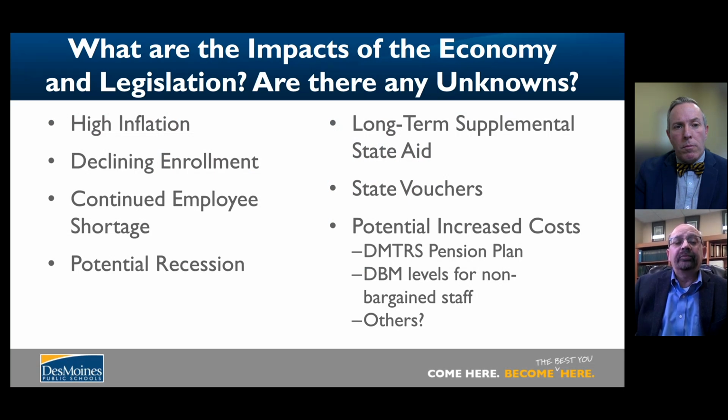So what are the impacts of the economy and legislation? What are the unknowns? We know inflation has been at historical highs, even though it's coming down a little bit, but it's still much higher than what most of us are used to. It was hovering at plus 8%. Today it is hovering at plus 6%. And we know the Fed has been increasing interest rates and taking other actions to manage the inflation rate. We have a declining enrollment, which I mentioned a little bit earlier in our slides. There is continued employee shortage. Nationally, not just school districts, but every employer has been having a challenge hiring employees. Because of which we came up with various incentives, both hiring incentives, referral incentives, as well as retention incentives, to have our employees here.